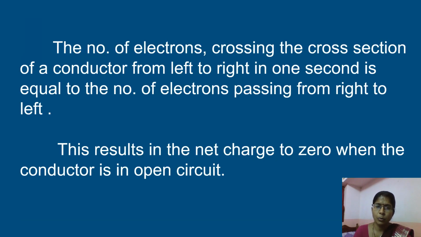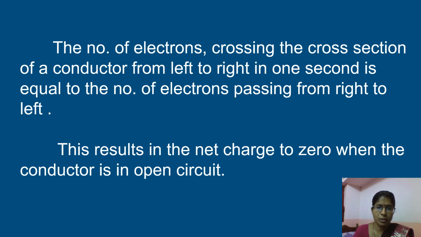Electrons in the lattice move randomly, but when you take a particular cross section of the conductor wire, the number of electrons passing from left to right is equal to the number of electrons passing from right to left in 1 second. So the number of electrons passing is the same in both directions. This results in the net charge being 0 when the conductor is in open circuit.